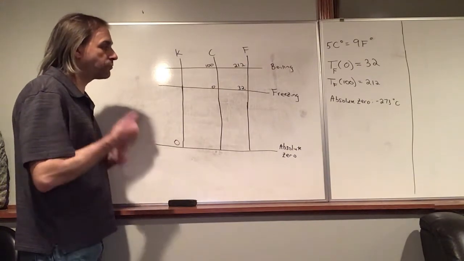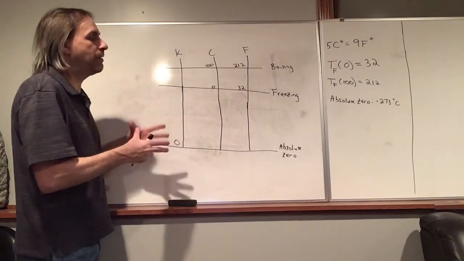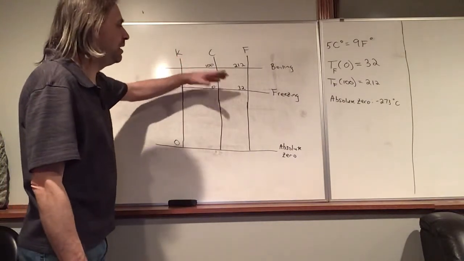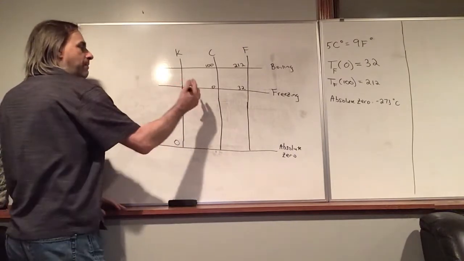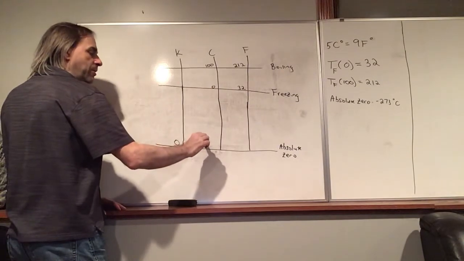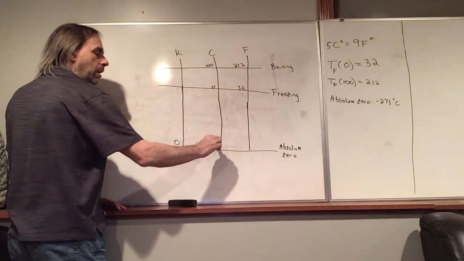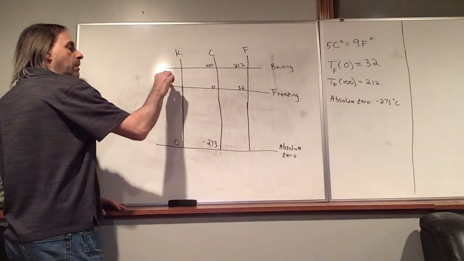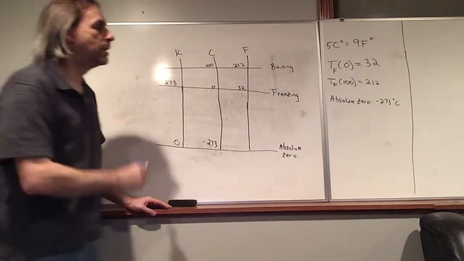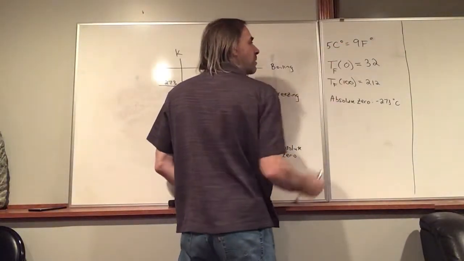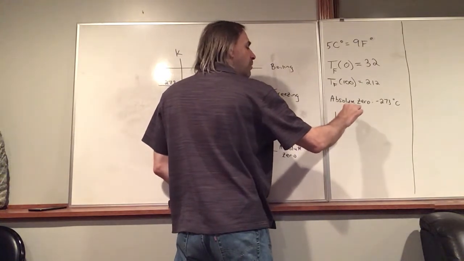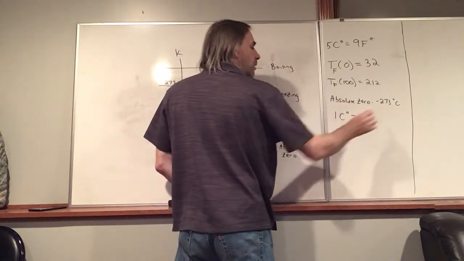Now, what about the other reference point? We also need a size. Here, to go from freezing to boiling, that was 100. And on the Kelvin scale, we're just going to do that. So again, absolute zero is minus 273 on the Celsius scale, and we're going to adopt the same, a 1-to-1 conversion. Here we have 5 Celsius degrees is 9 Fahrenheit degrees. I'm going to say 1 Celsius degree is 1 Kelvin.